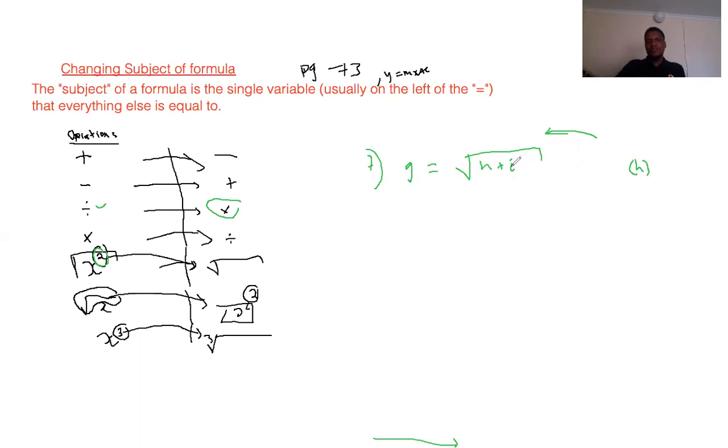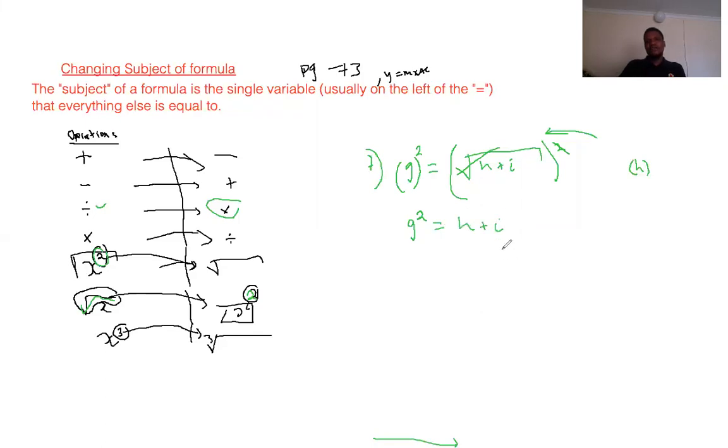So h is under the square root sign. We only have one term here, because the square root combines the terms. But we want to have h, so we have to deal with this square root first. When we have a square root, it goes to the other side and becomes a square. So in other words, I'm going to square both sides. This square will cancel the square root sign. Then here we have g squared is equal to h plus i.